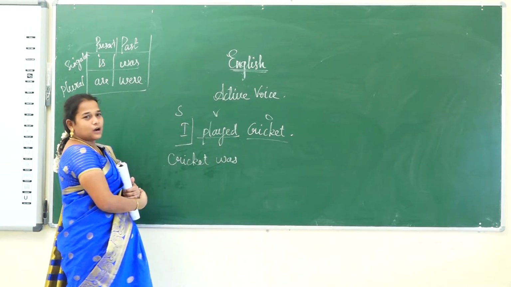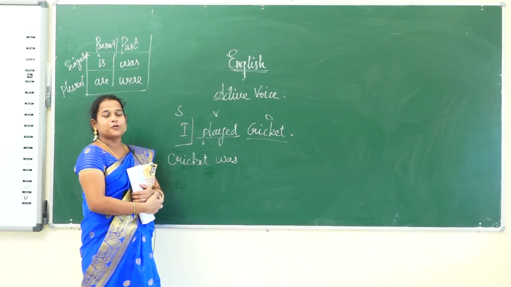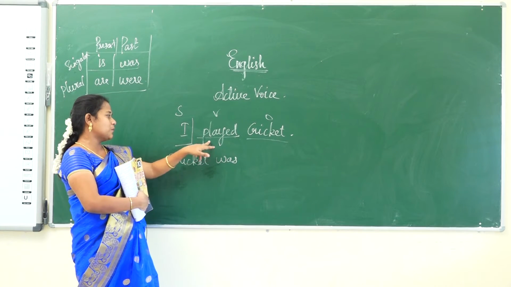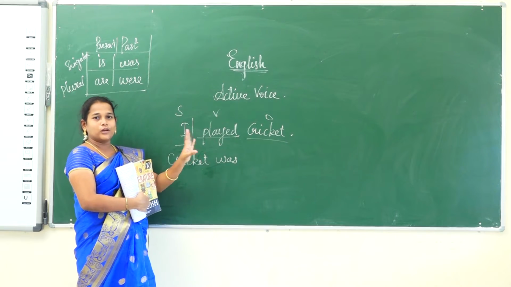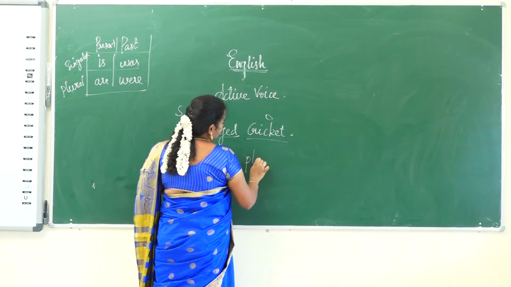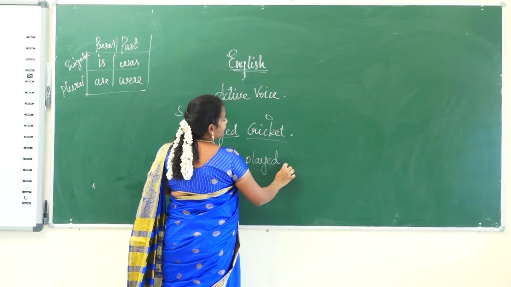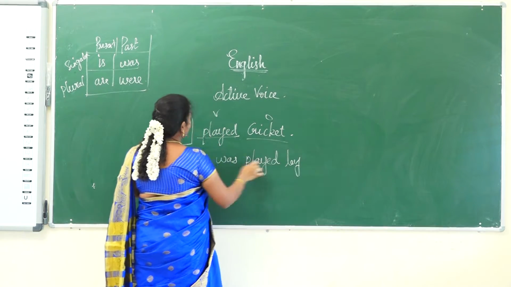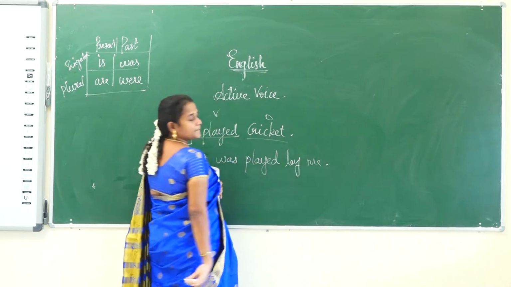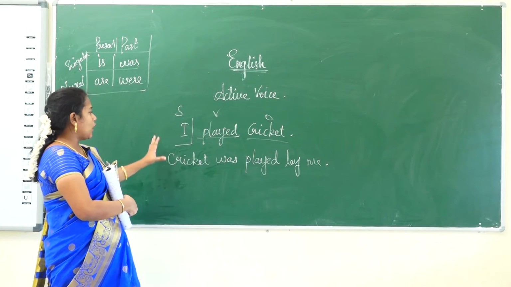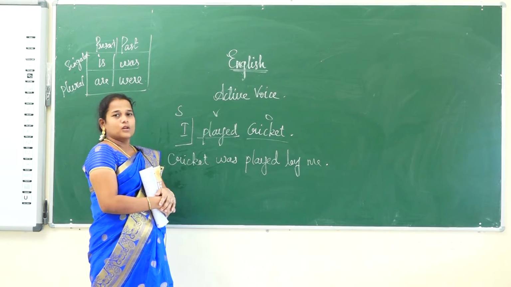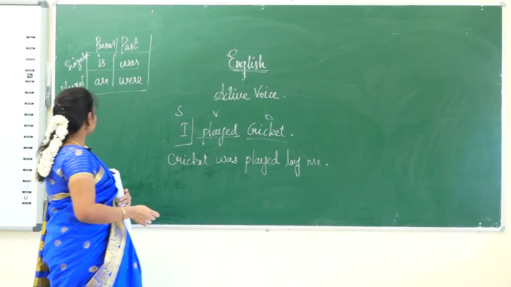Here, whatever the verb may be, we have to change the verb into the past participle. What is the past participle of this verb played? Played only. Play, played, played. Cricket was played, then we have to supply the agent by, then I will change into me. Okay, that is a rule about subjective pronouns and objective pronouns. I will explain you. Okay.